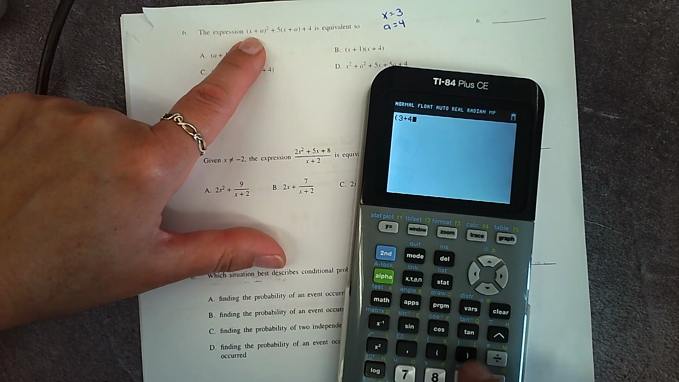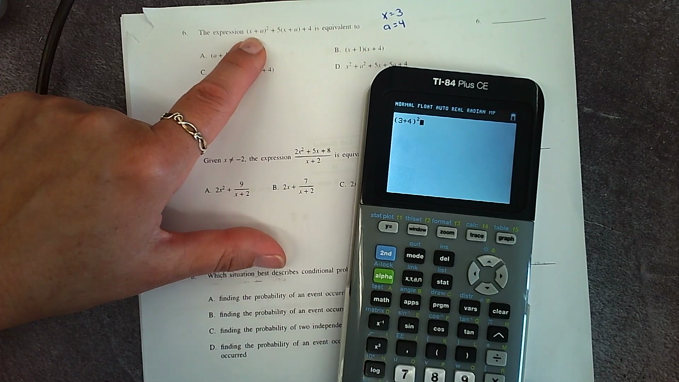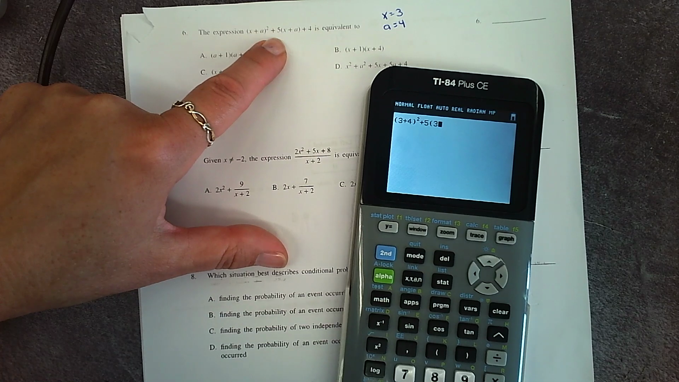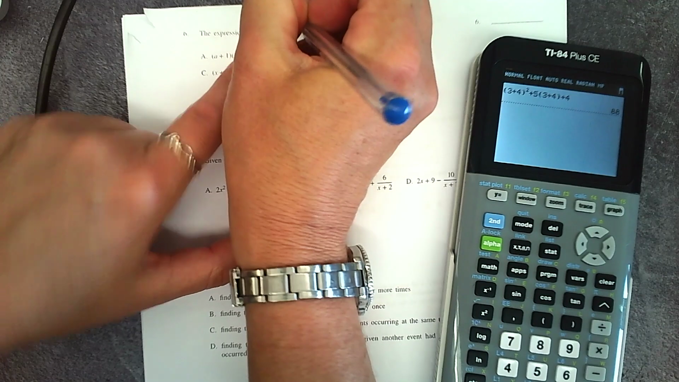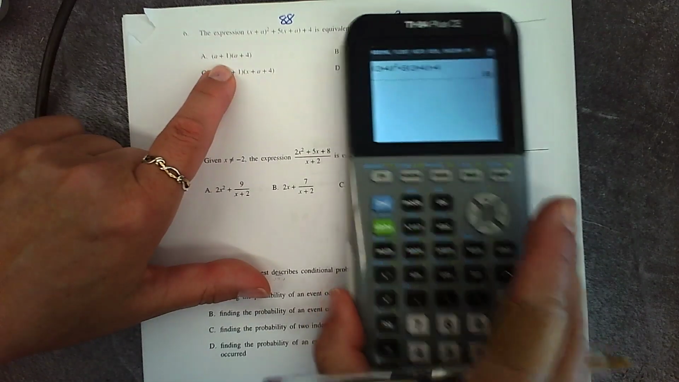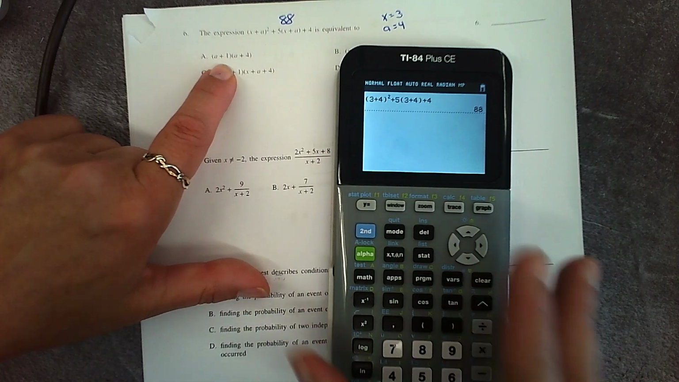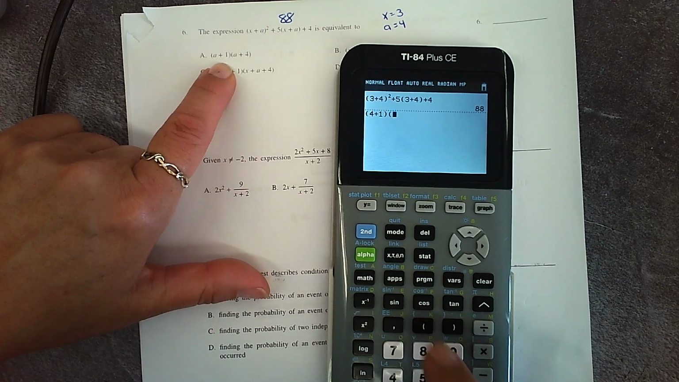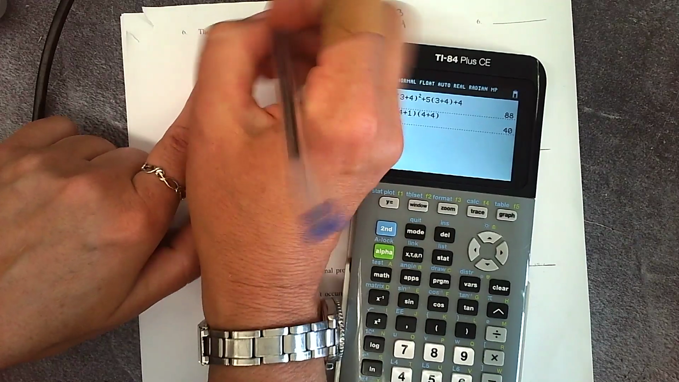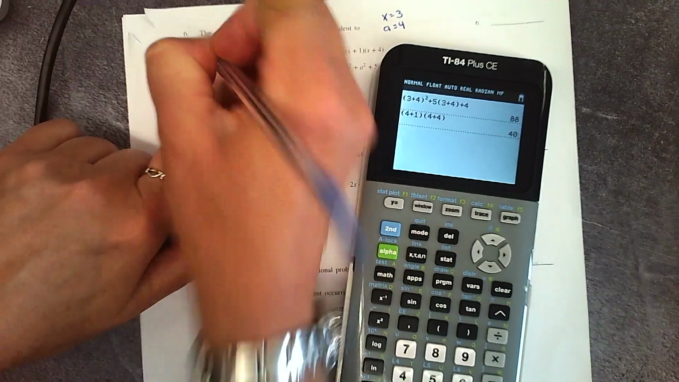Parentheses, 3 plus 4 squared plus 5, 3 plus 4 plus 4. And I'm getting 88 when I do that. So now I'm going to plug in the first choice, where a is 4: 4 plus 1, 4 plus 4. Nope, that's 40, so that's not it.